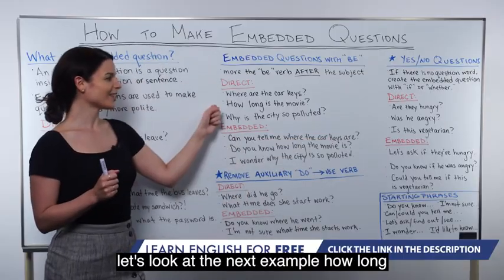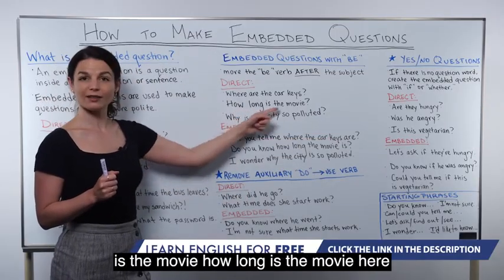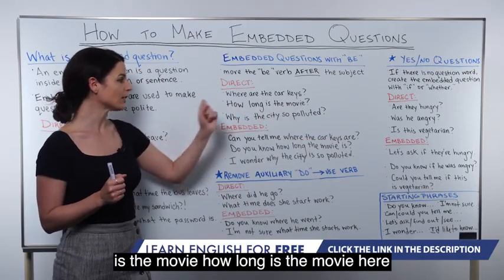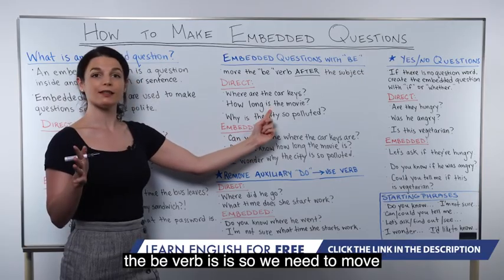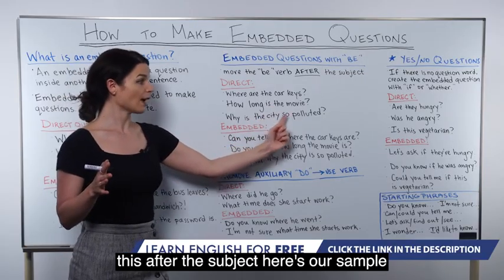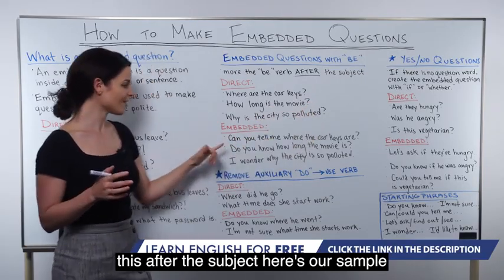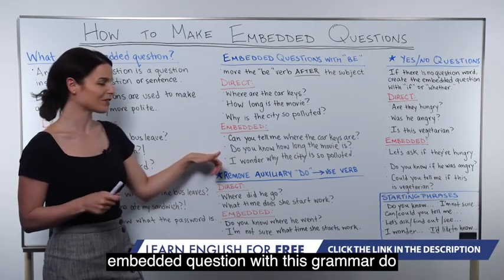Okay, let's look at the next example. How long is the movie? Here the be verb is is. So we need to move this after the subject. Here's our sample embedded question with this grammar.